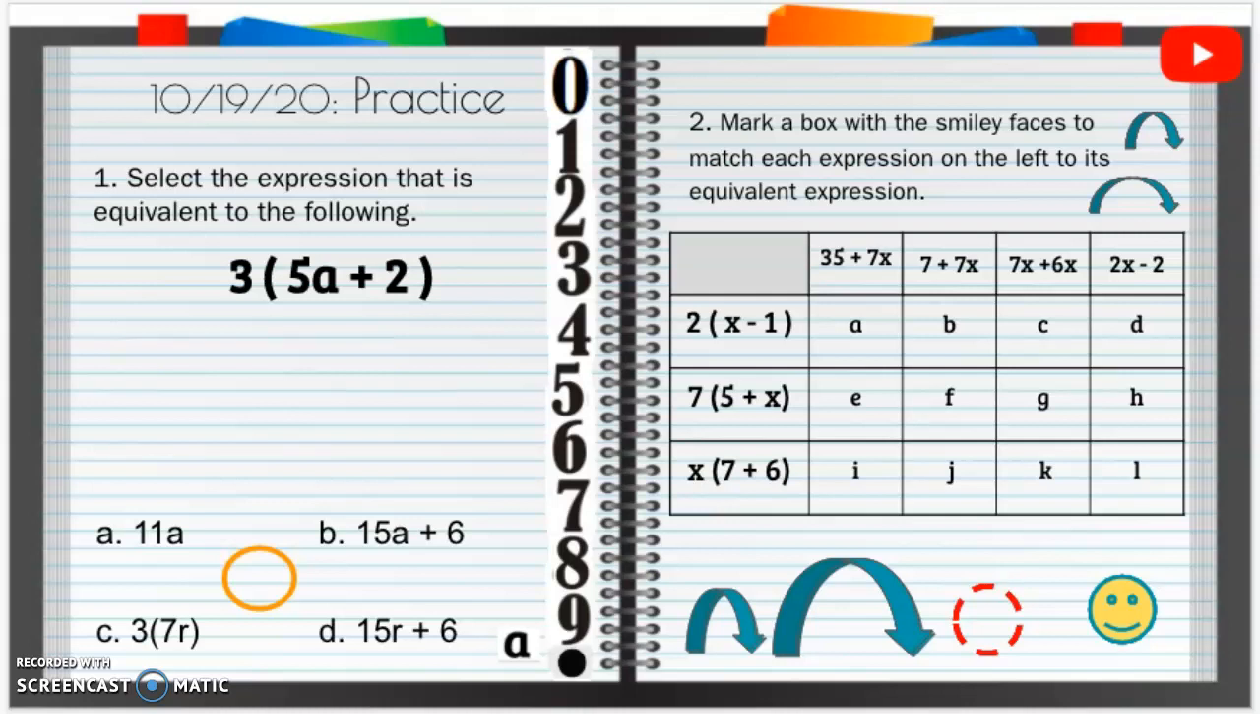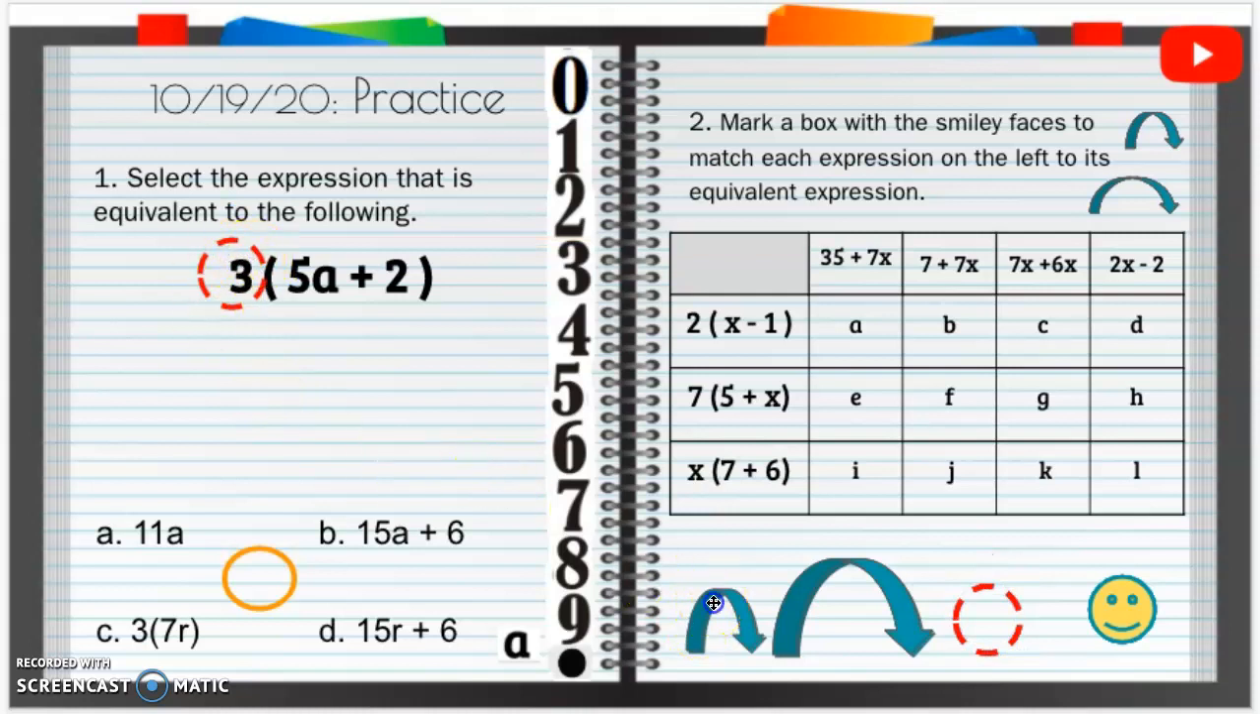October 19th, 2020 practice. Number 1, select the expression that is equivalent to the following. So equivalent means equal. So we have 3 times that quantity of 5a, or 5 times a, plus 2 end quantity. Let's use our arrows to help us because it looks like we're using the distributive property. We have a number right in front of the parentheses, so I'm going to circle that number.